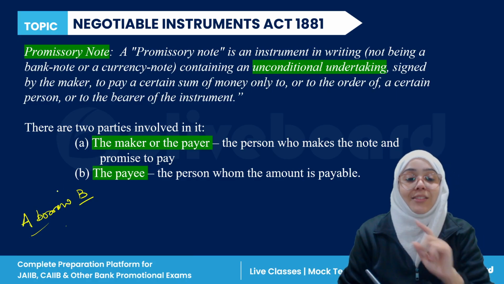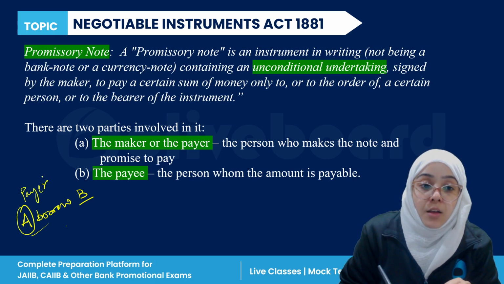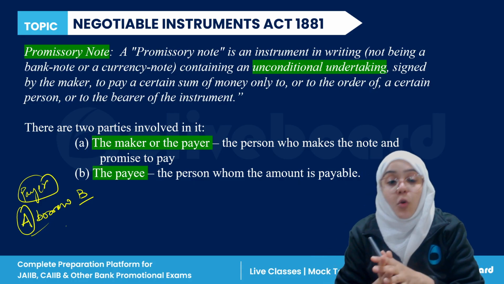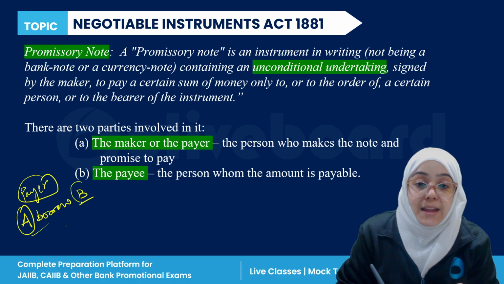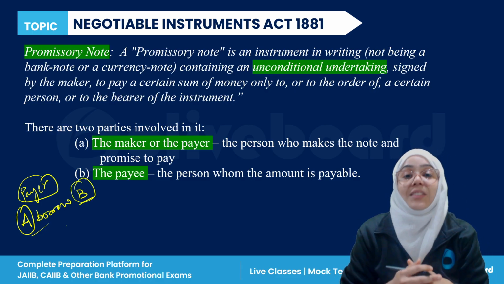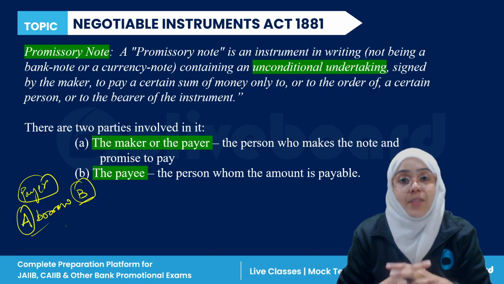Two parties means, first, the maker of the promissory note, who is also called the payer. A is promising, so A is the maker of the promissory note as well as the payer. Now, B is the payee. Payee means the one person who is entitled to receive the payment. So there are two parties in the promissory note, payer and payee.